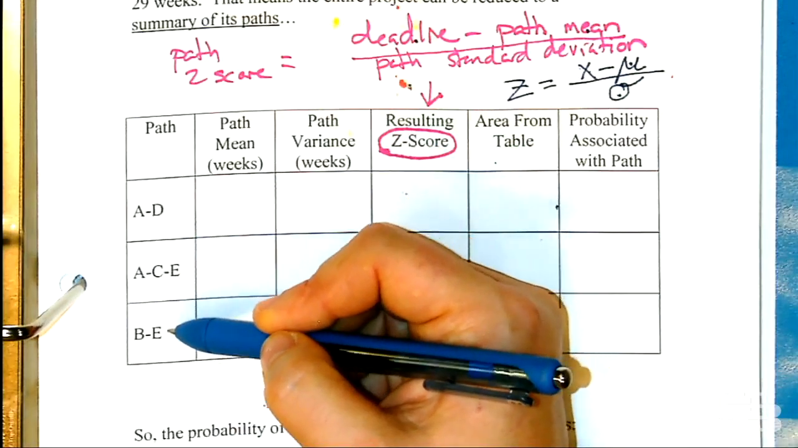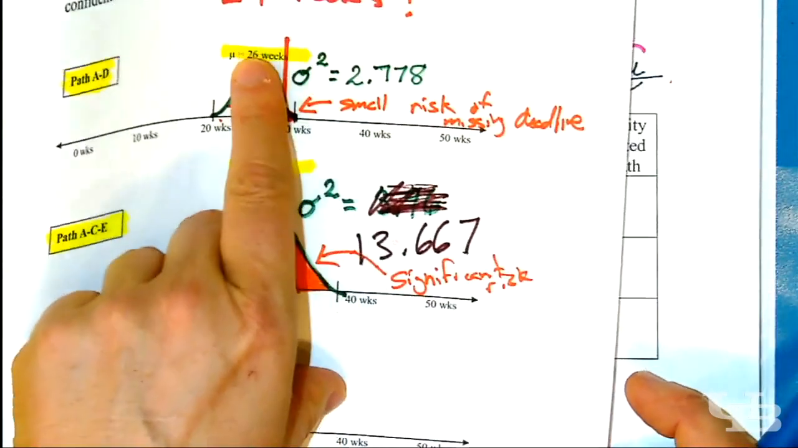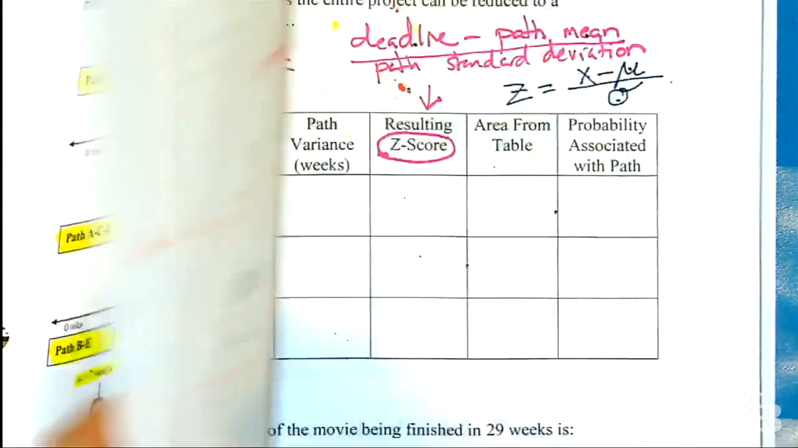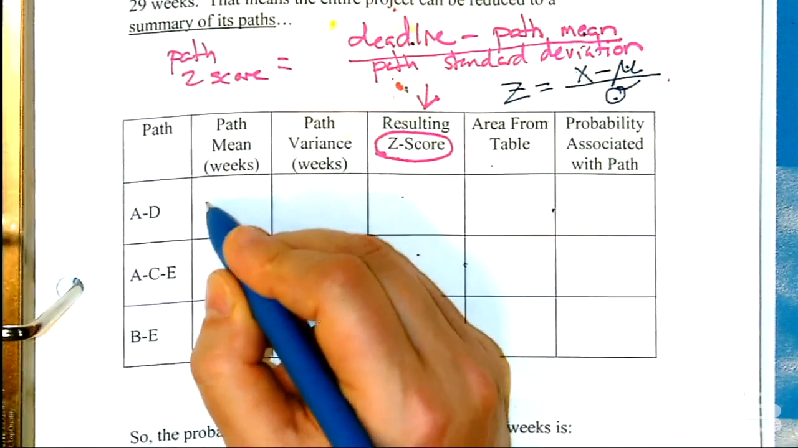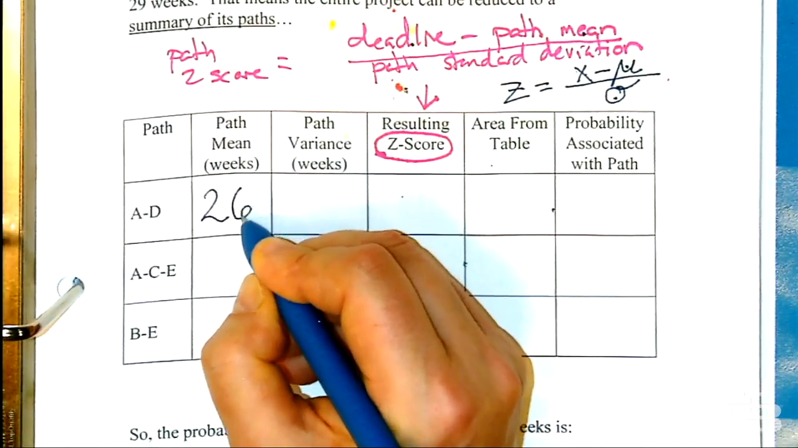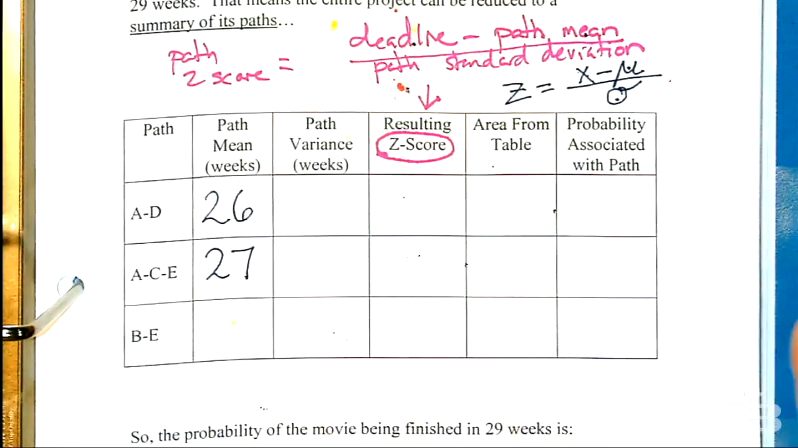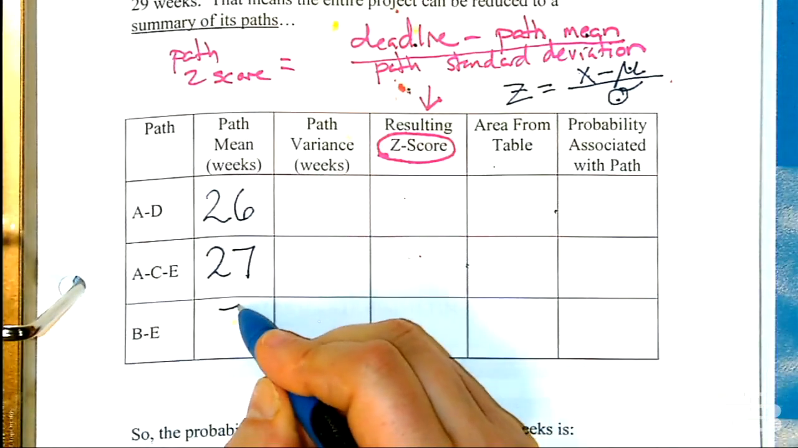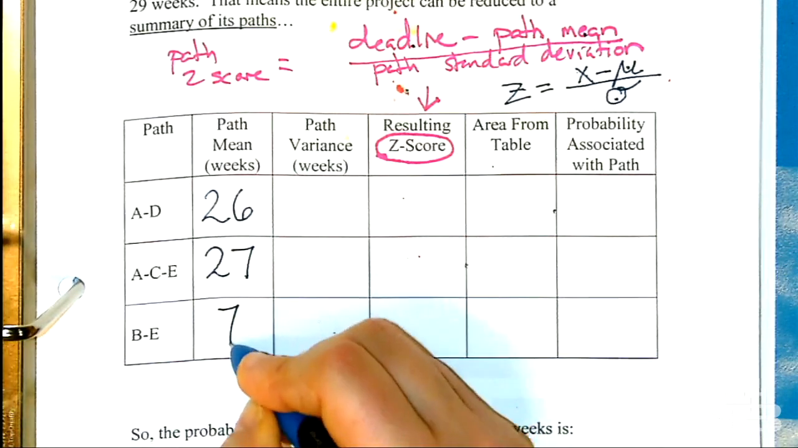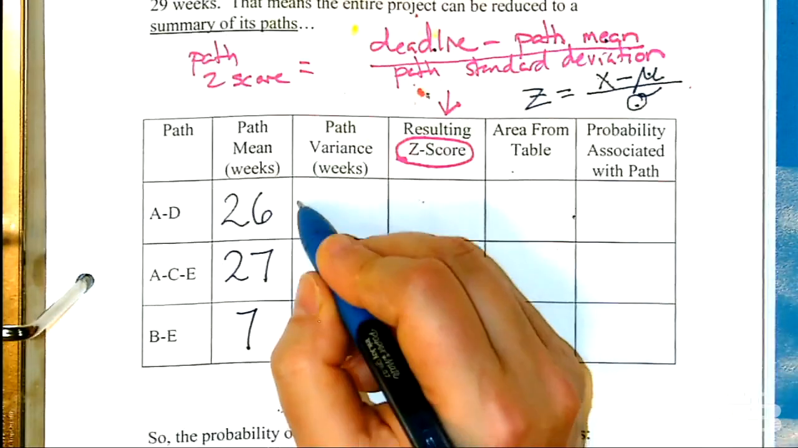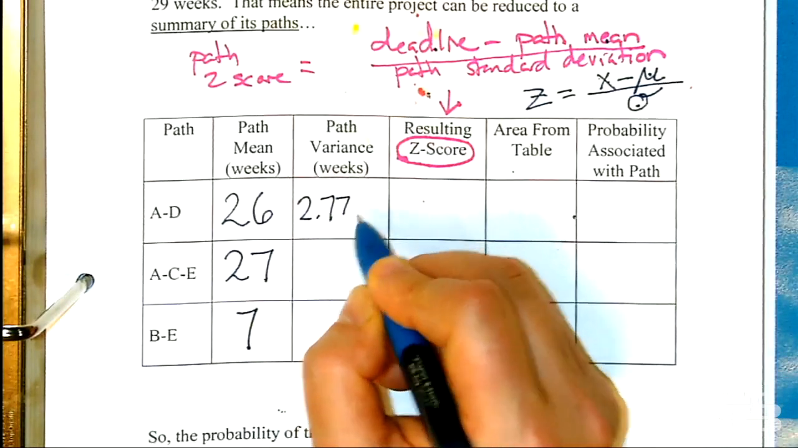We have the 3 paths. We don't actually need the pictures. We just need the summary statistics. The path mean for AD is 26. For ACE, that was the critical path, it's 27. And then BE is the short one, 29. The path variance, 2.778.